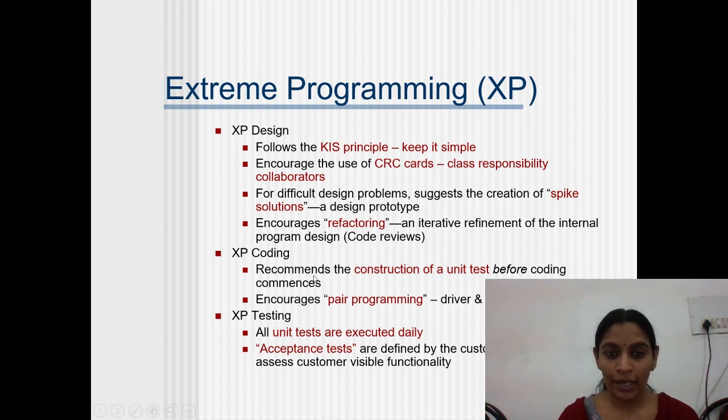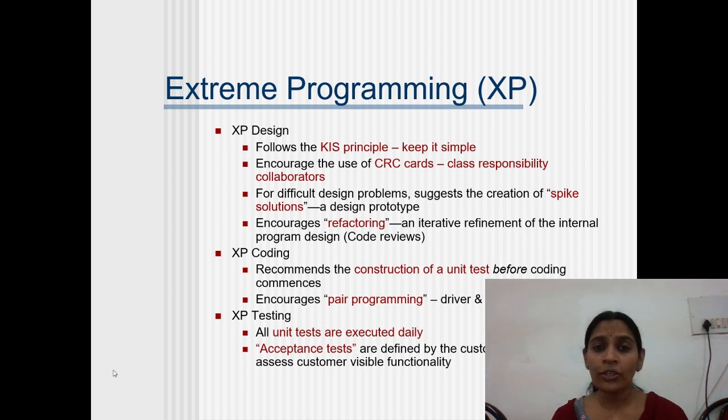So in extreme programming, as you can see on the screen which I have shared, there are three different phases: XP design, XP coding, and XP testing. Only three phases. I don't have to explain much about design because you have seen a lot of detailed aspects of the design phase of software engineering. And coding, the design phase will give you a proper design for your chunk, and then you will go for coding. So XP stands for extreme programming.